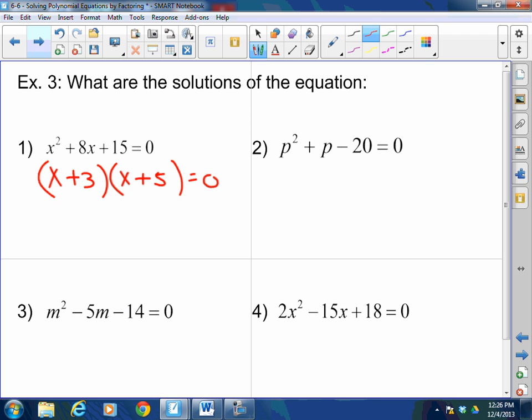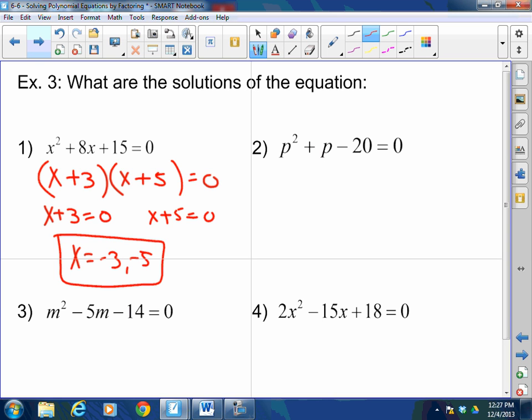Now, I have to solve for x. So I use the zero product property. Each factor gets set equal to 0. I know I sound like a broken record, but I want to make sure you got this. So in this case, x will equal -3, -5. Again, pay attention. This means that at -3 and -5, a parabola is intersecting the x-axis at those 2 points.